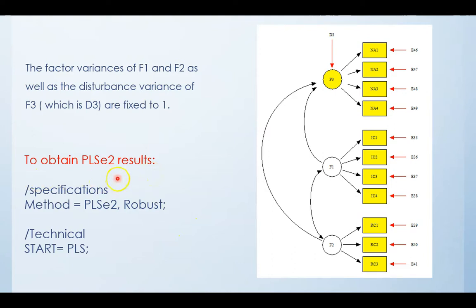Okay, now to obtain the PLSe2 results, we just take the EQS file of this model and under the specification section of that particular file, we change the method of estimation from maximum likelihood to PLSe2. We also need to add one extra section to this EQS file, which is the technical section, and under technical section we have to add this statement: start is equal to PLS. Now let's go to the EQS file of this model and make these changes and get the PLSe2 results.